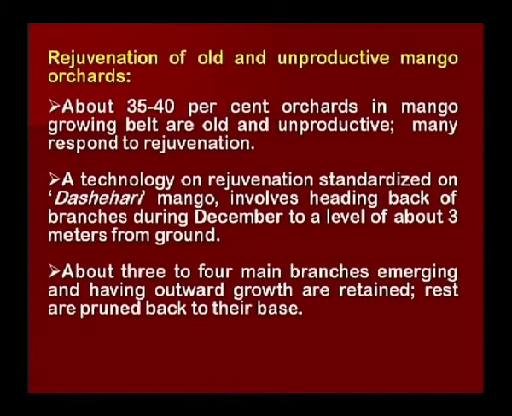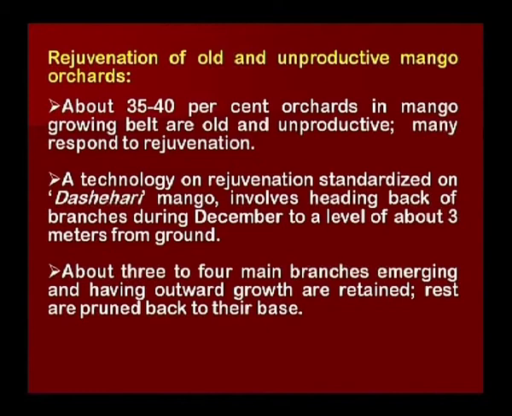Rejuvenation of old and unproductive mango orchards. About 35 to 40% of orchards in the mango growing belt are old and unproductive. Many respond to rejuvenation. A technology on rejuvenation standardized on Dasheri mango involves heading back of branches during December to a level of about 3 meters from the ground.